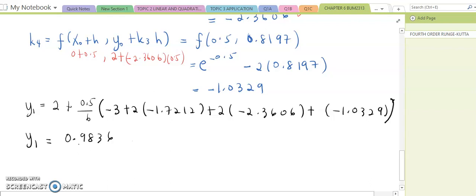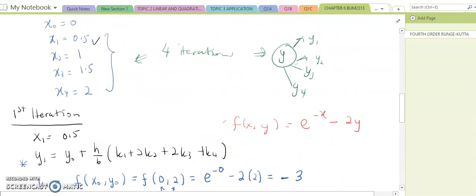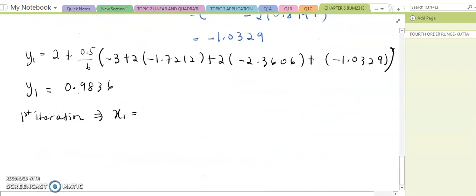Therefore, for the first iteration, x1 is 0.5 and y1 is 0.9836. Okay, and we still need to continue our calculation since we need to do 4 iterations, as I explained in the previous video why we need 4 iterations.